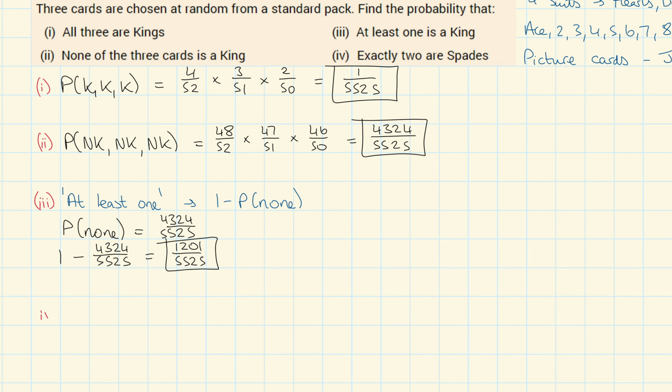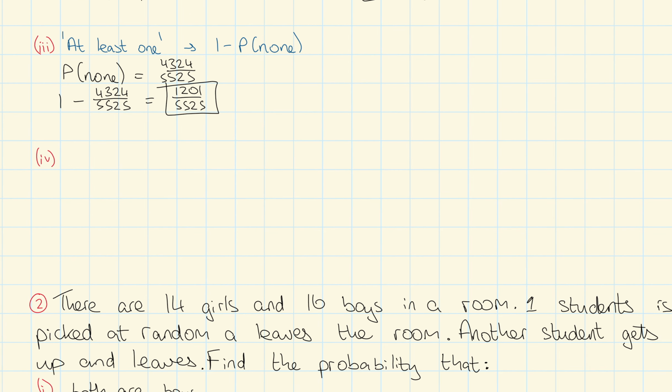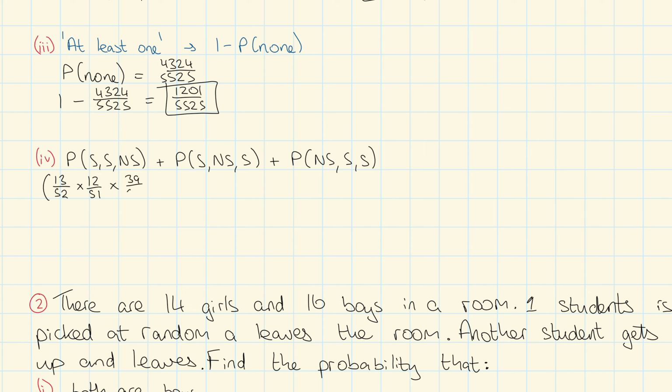Okay, and part 4, exactly 2 are spades. So we'll write out our 3 scenarios for that. So we have spade, spade, not a spade, then spade, not a spade, and a spade. And the last option will be not a spade followed by 2 spades. Okay, so for this one here, for spades we have 13 of them. And there'd be 12 left. And then here, so 52 minus 13 will give us 39 over 50.